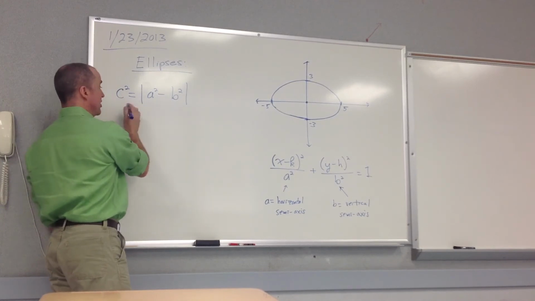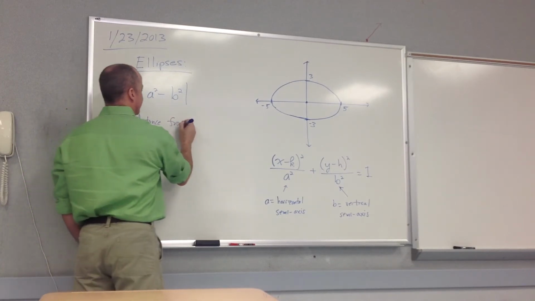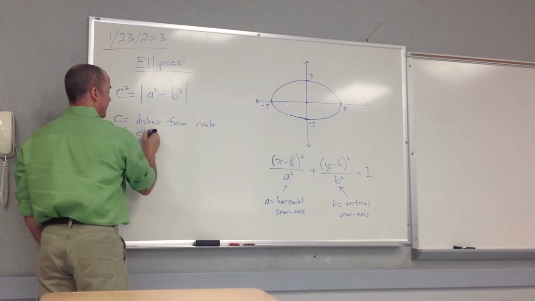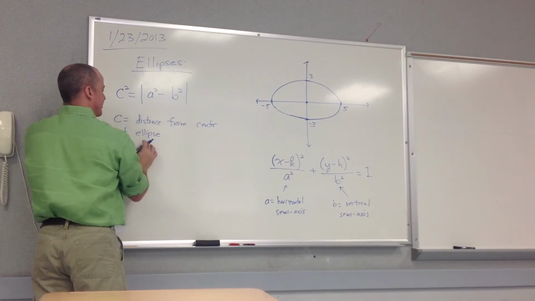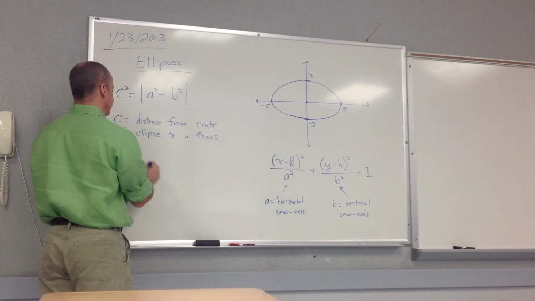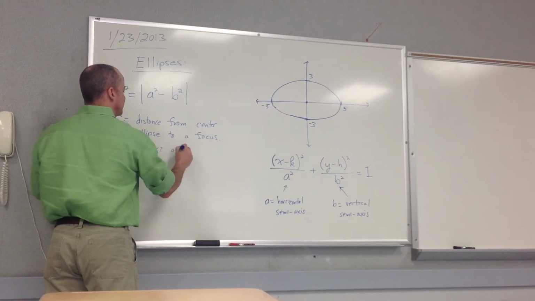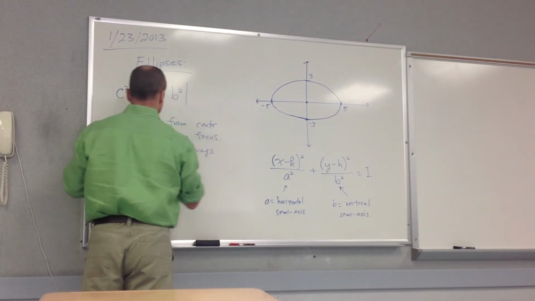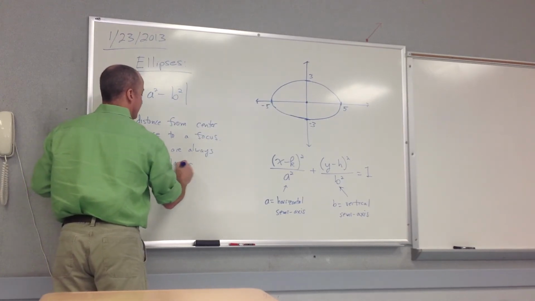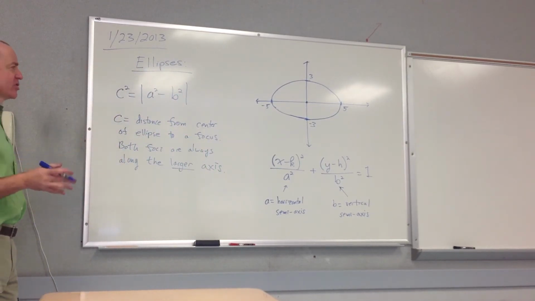Okay? Another thing I haven't said yet, c is your distance from the center of your ellipse. Should define this first. C is the distance from the center of the ellipse to a single focus. And you need to know that both foci are always along the larger axis. Both foci are always along the larger axis.